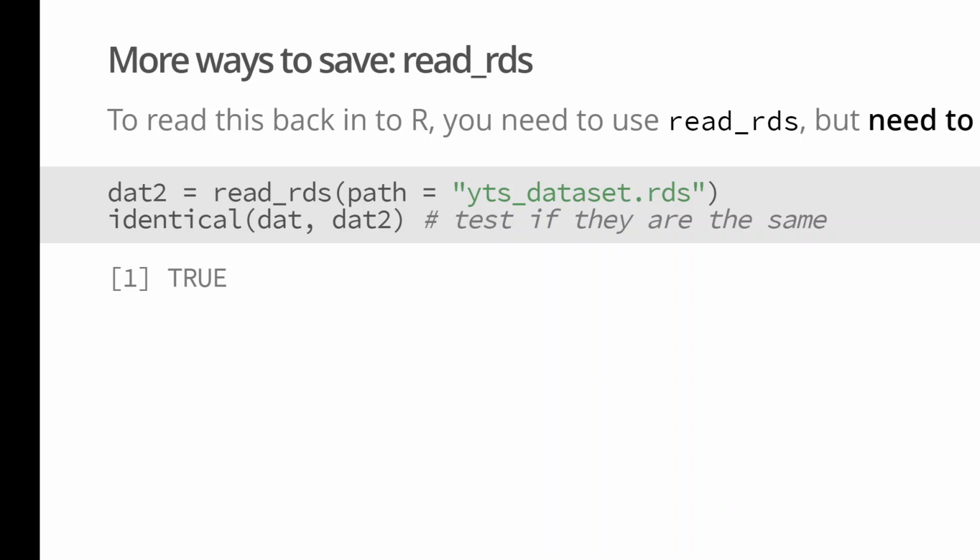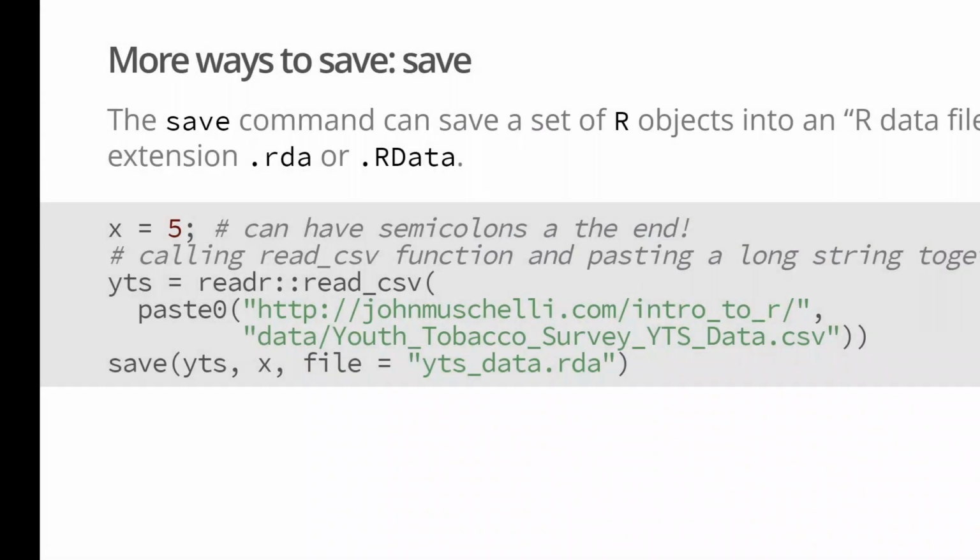And there's this function, identical, which tells you if 2 R objects are the same. So if I save the version of it and then write it back in, I can confirm that the original one and the new one are identical. And so that's useful for one thing. I don't really use this very much. The one I use more is one called save, which can basically save a set of R objects into an R data file.